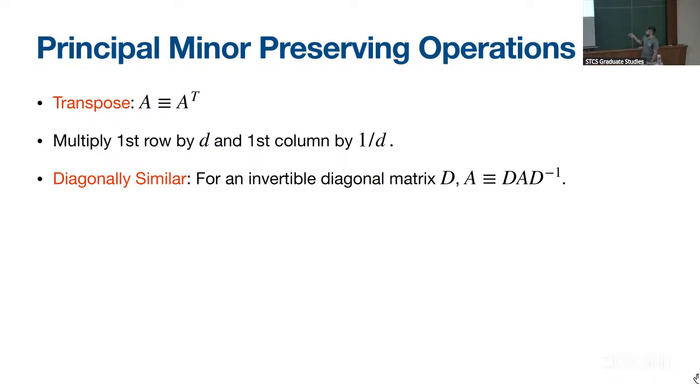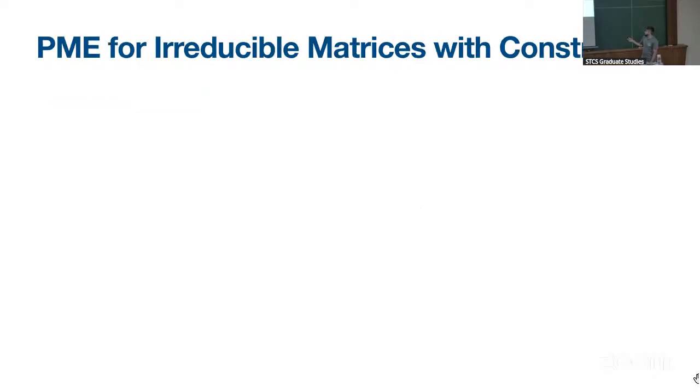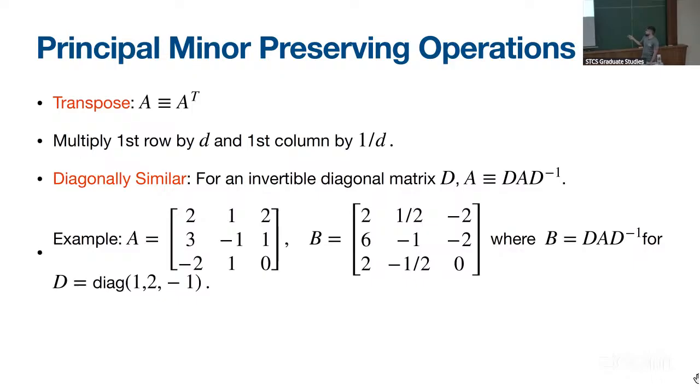the ith column by it. And we say that a matrix B is diagonally similar to A if there exists an invertible diagonal matrix D such that B is equal to D times A times D inverse. Now this is the example that we saw in the first slide, and they have the same principal minors because B is diagonally similar to A.